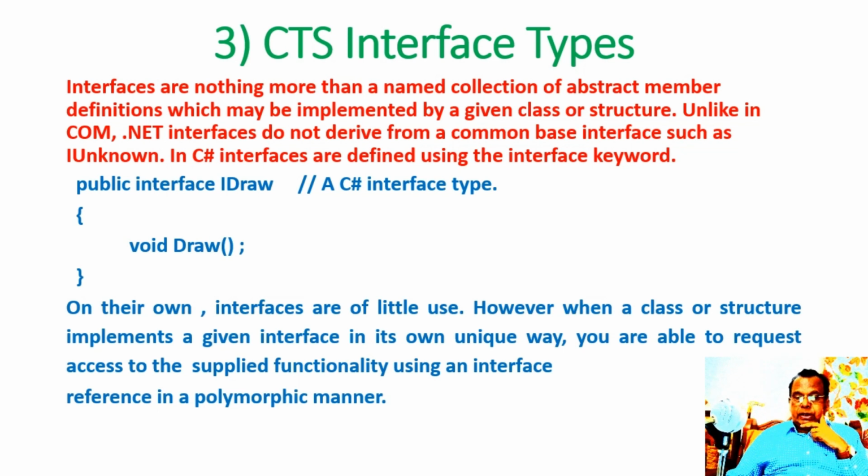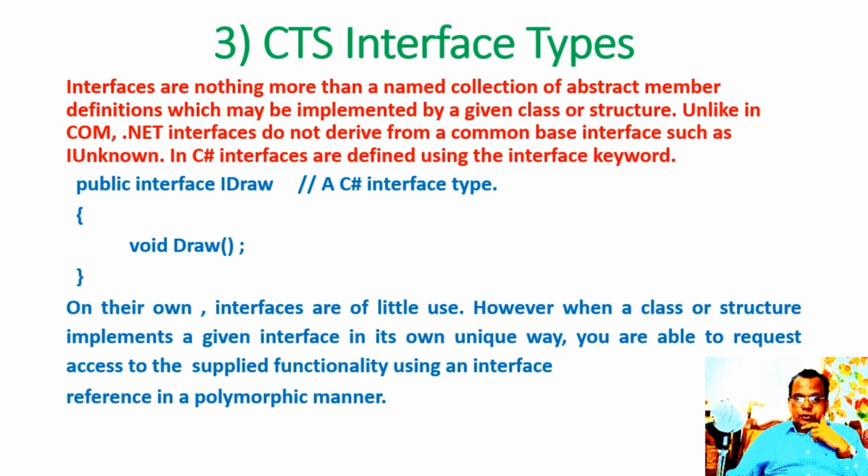Full stop. Unlike in COM, .NET interfaces do not derive from a common base interface such as IUnknown. Don't worry about this IUnknown and all those things. We are not going to have any discussions on IUnknown. It's purely COM terminology. We are not using COM as such in our .NET discussions. So this IUnknown is purely COM terminology.